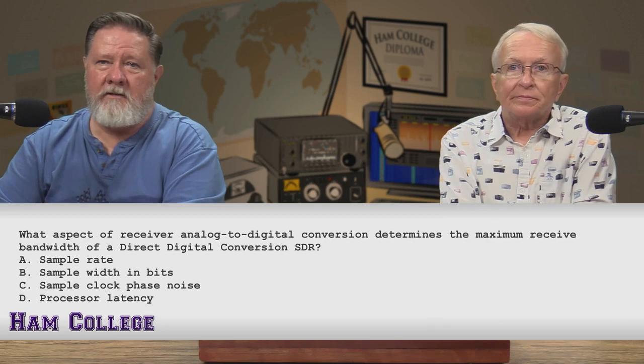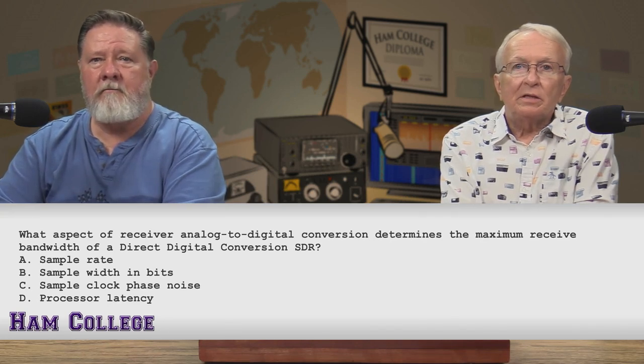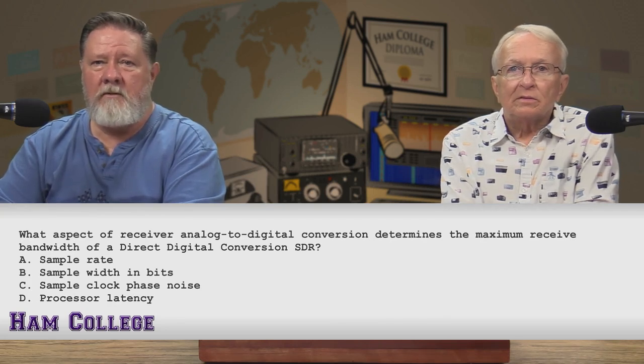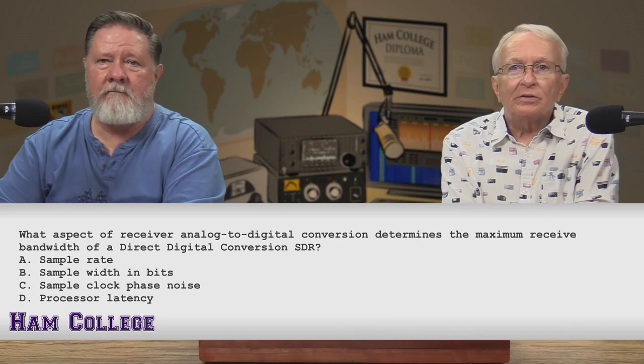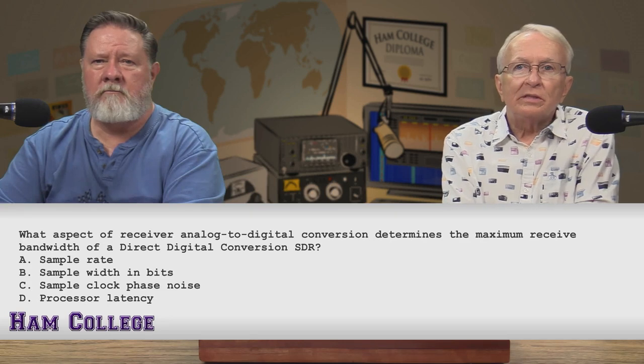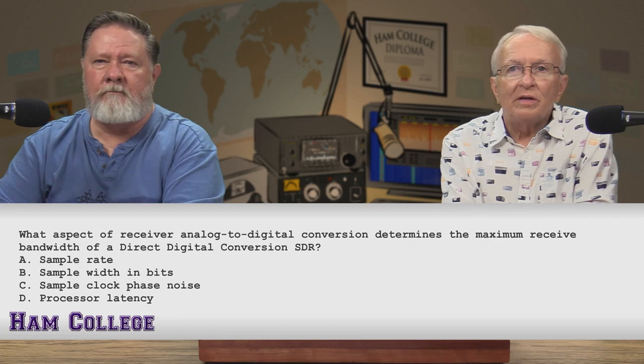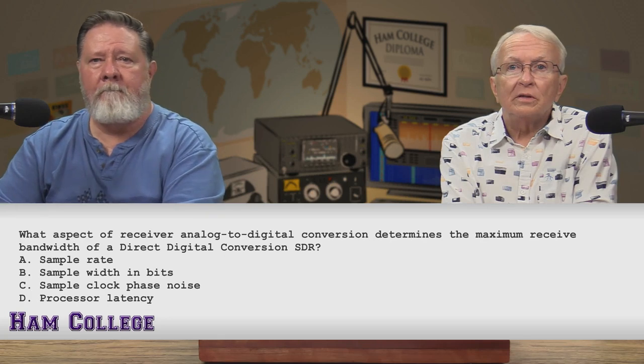What aspect of receiver analog to digital conversion determines the maximum received bandwidth of a direct digital conversion SDR? A, sample rate. B, sample width in bits. C, sample clock phase noise. Or D, processor latency. What aspect of a receive analog to digital conversion determines the maximum received bandwidth of a direct digital conversion SDR?